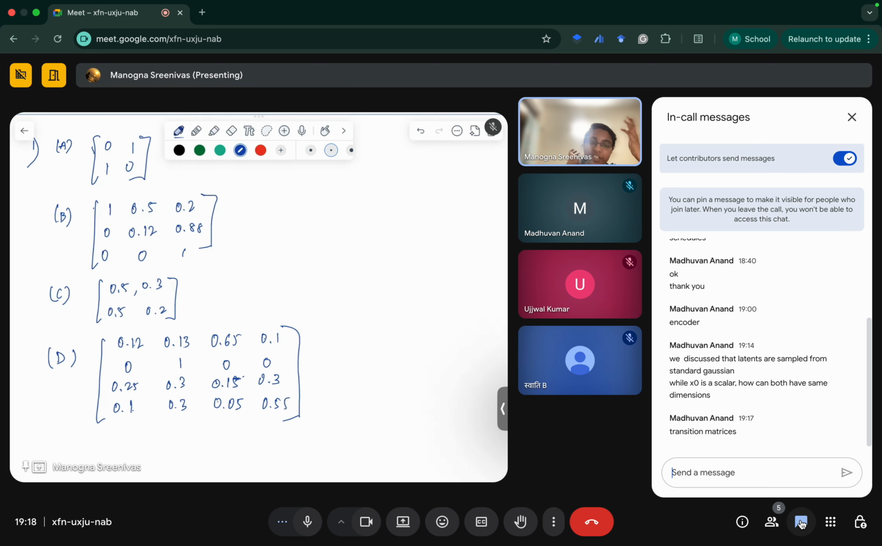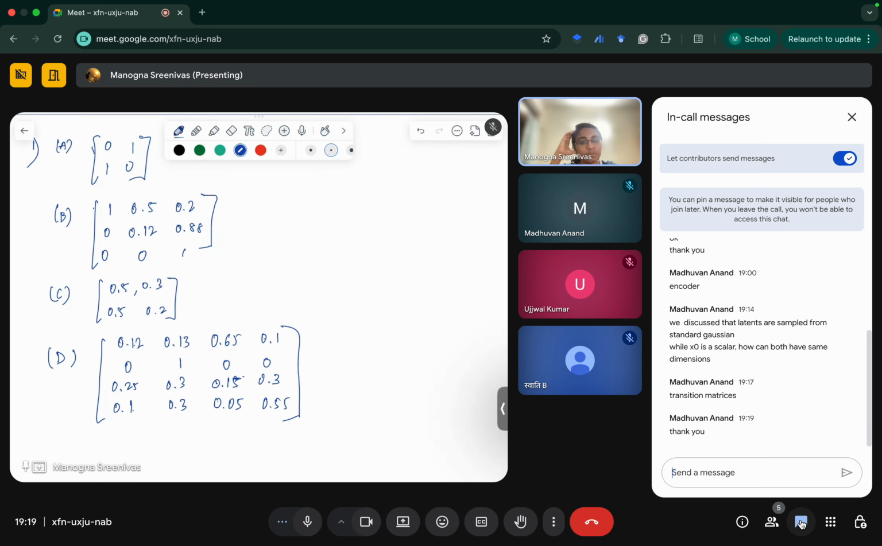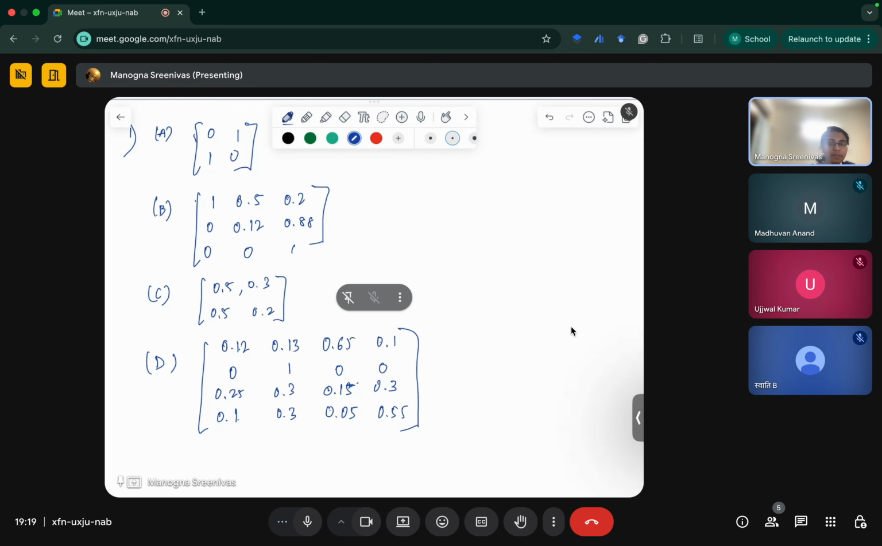Even x naught is not scalar, right? X naught is a real image. Those trajectories we saw are like 1D diffusion, how it would happen. But you have to think of the same thing happening in much higher dimension. So they're not scalars. This discussion is for simplicity. Okay. So if it's a 100 cross 100 latent, that is a Gaussian in 100 cross 100 dimension. So, transition matrices.